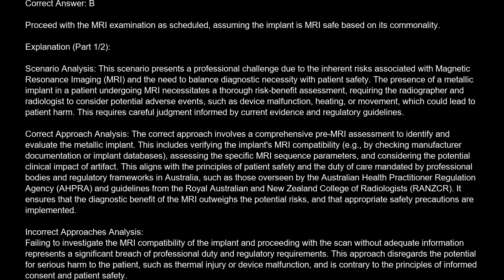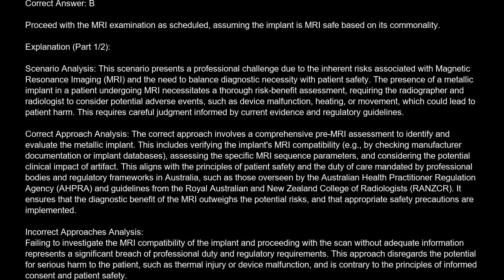This aligns with the principles of patient safety and the duty of care mandated by professional bodies and regulatory frameworks in Australia, such as those overseen by the Australian Health Practitioner Regulation Agency, AHPRA, and guidelines from the Royal Australian and New Zealand College of Radiologists, RANZCR. It ensures that the diagnostic benefit of the MRI outweighs the potential risks and that appropriate safety precautions are implemented.